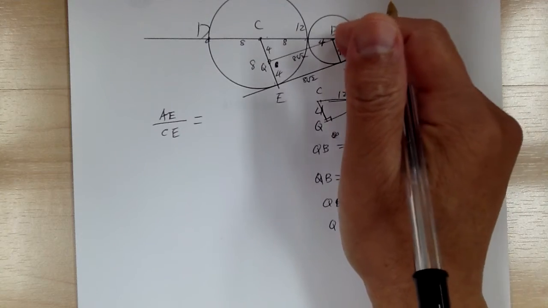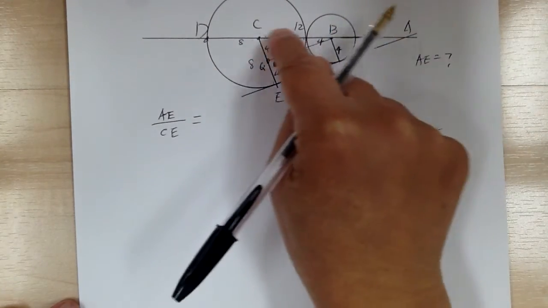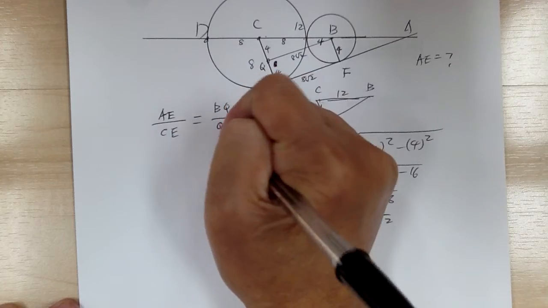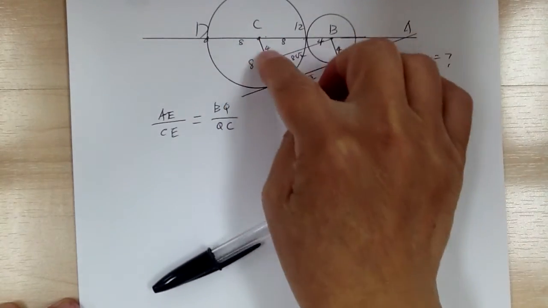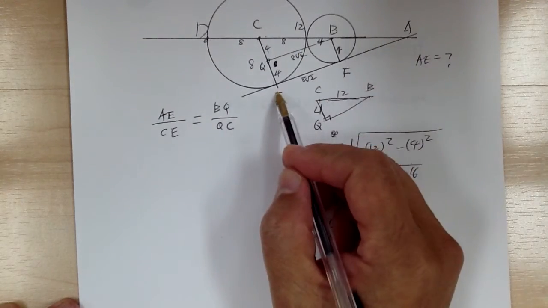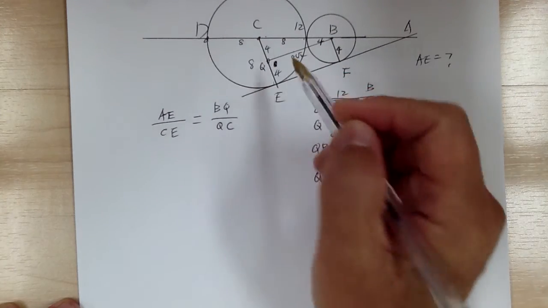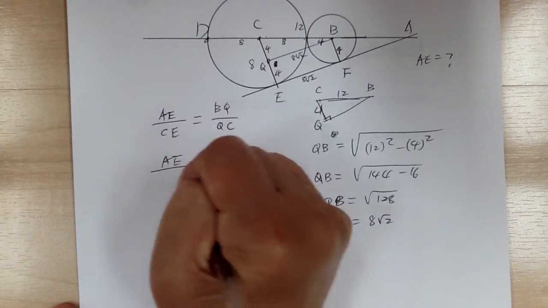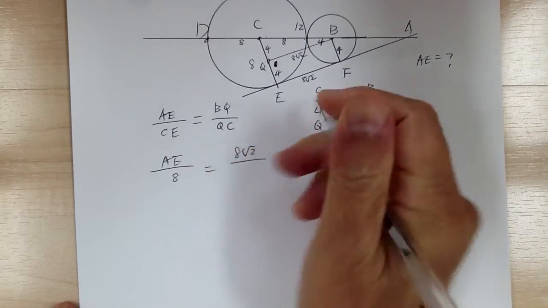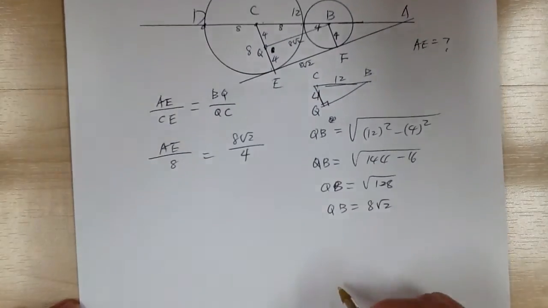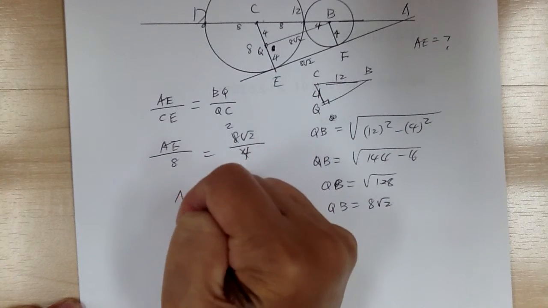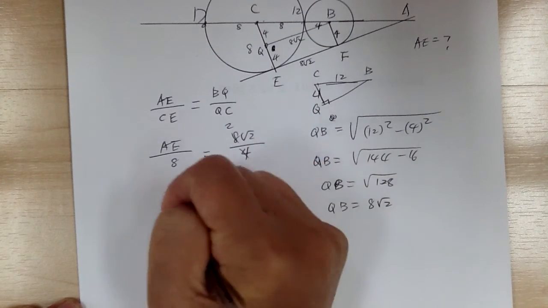BQ. So we're looking at this big triangle and this small triangle right over here. So equal to BQ over QC. Again, looking at the big triangle and this small triangle. So AE is the long leg over short leg equal to the long leg over short leg. AE is what we're looking for. CE is 8. BQ is 8 square root of 2. And QC is 4. So multiply by 8. So AE equal to 16 square root of 2. And that's it.